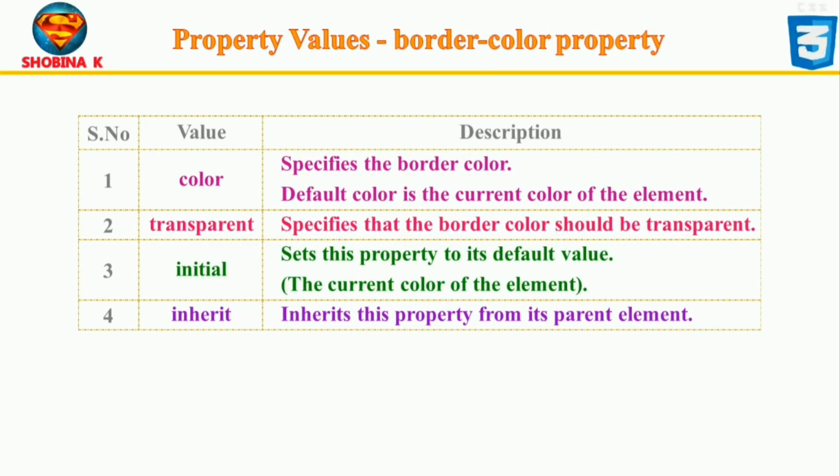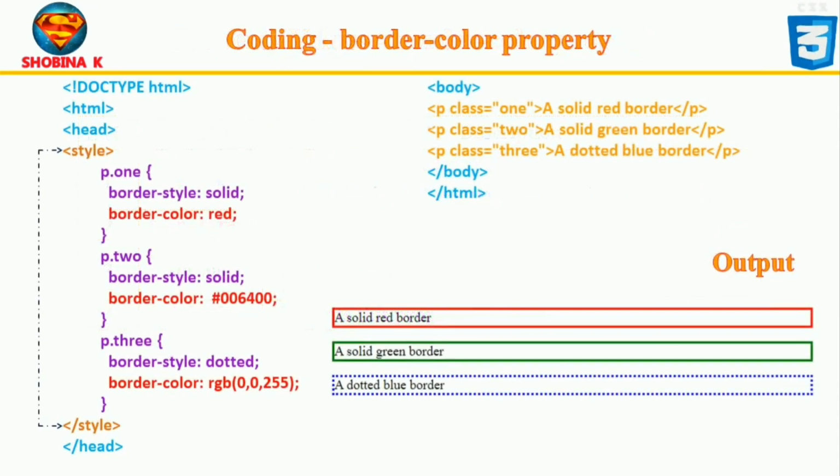The default color is the current color of an element. The transparent keyword specifies that the border color should be transparent. The value initial will set this property to its default value. The inherit value will inherit this property from its parent element. And here is an example for the border-color property which specifies the color of four borders.